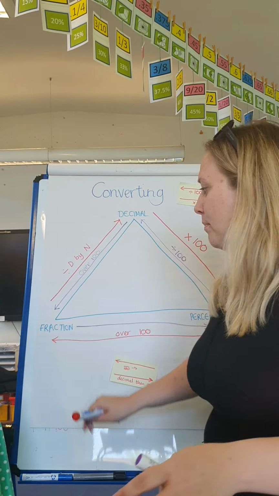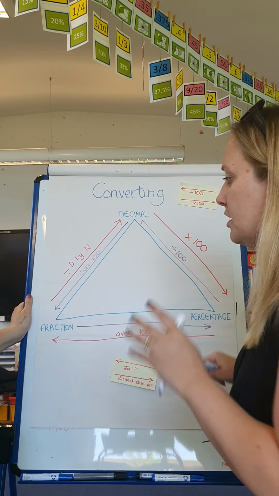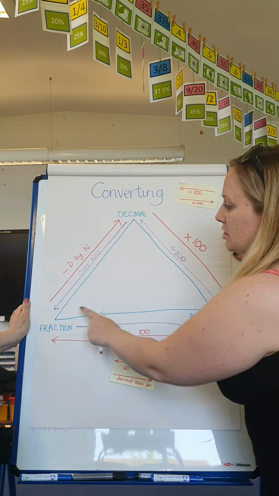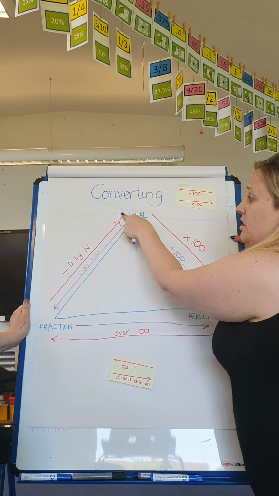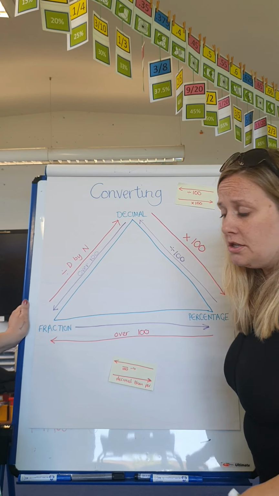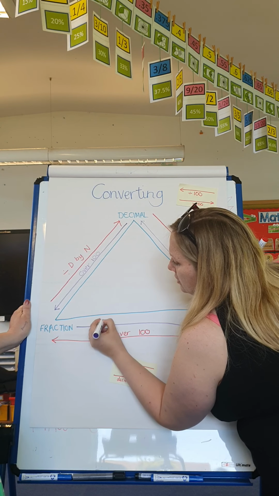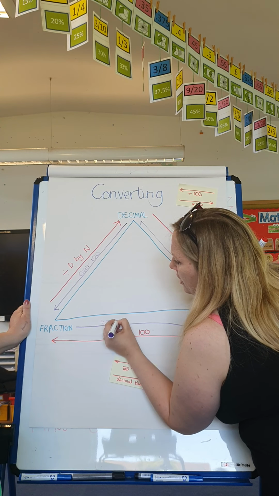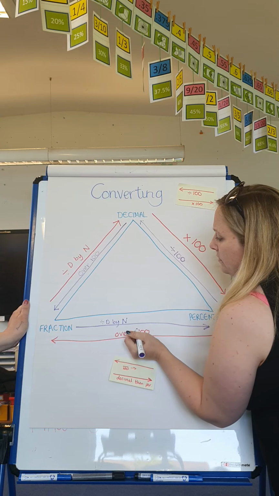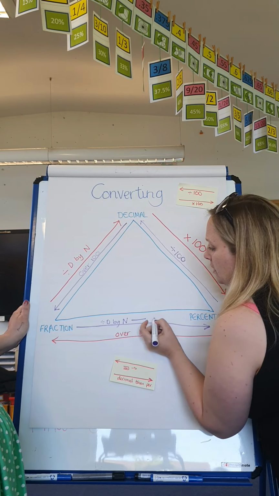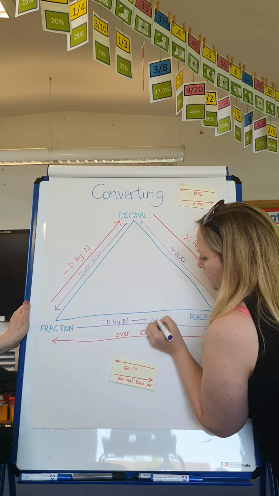Don't freak. We're going to go through this, but to turn a fraction into a percentage, you first need to turn it into a decimal, then the percentage. Easy peasy. We already know how to do that. So divide the denominator by the numerator, and then you times by 100.